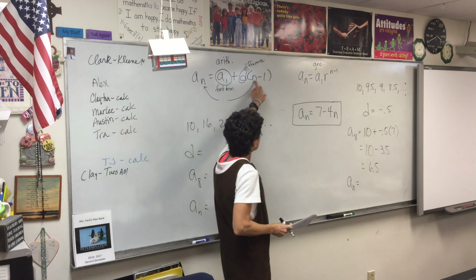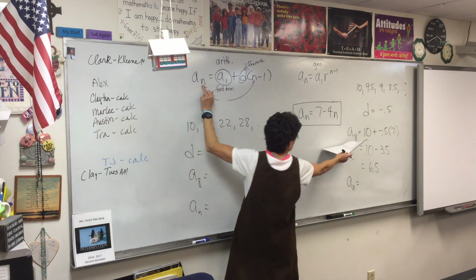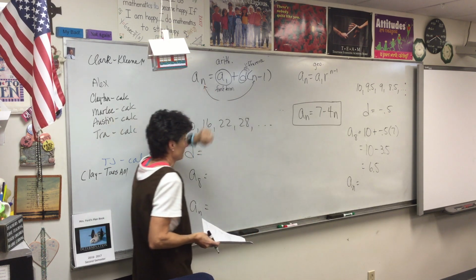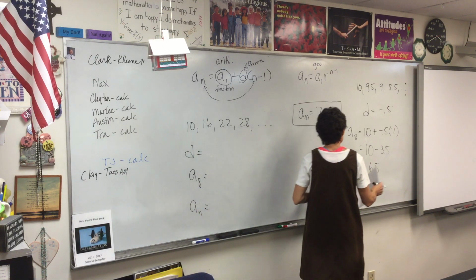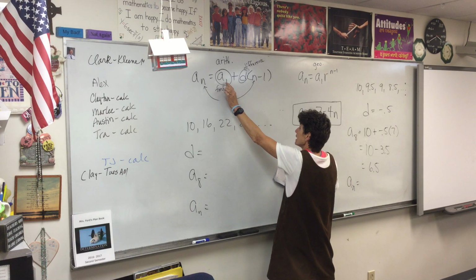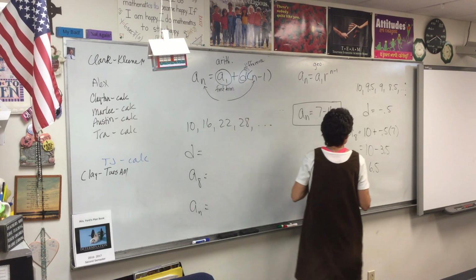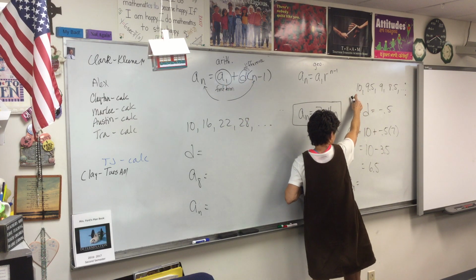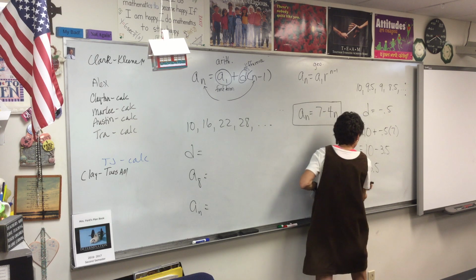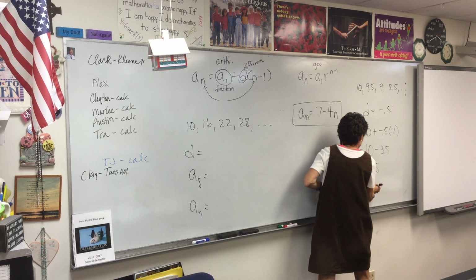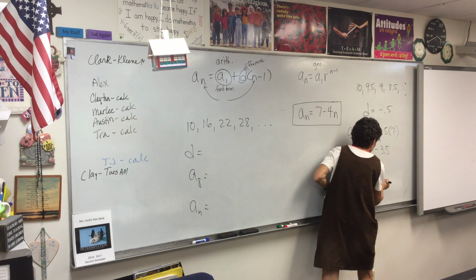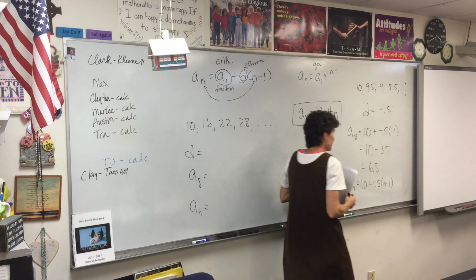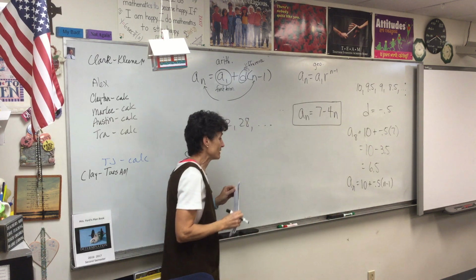N minus 1 in the formula. And n is 8. So it's 8 minus 1. Alright, so now I'm going to write my formula, and I'm not going to do anything except put in A sub 1 and D. So my A sub 1 is what? 10. A sub 1 is the first term. Plus, what's my D? Negative 0.5 times n minus 1.